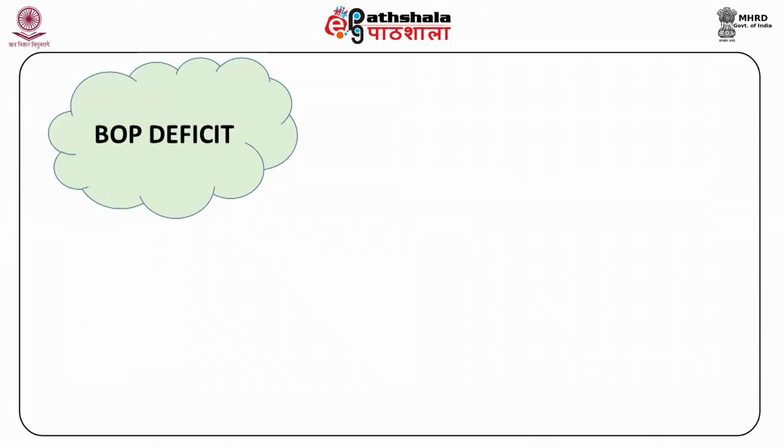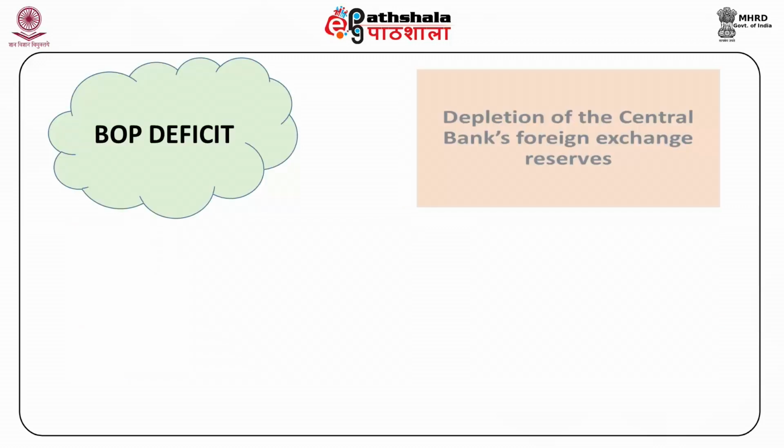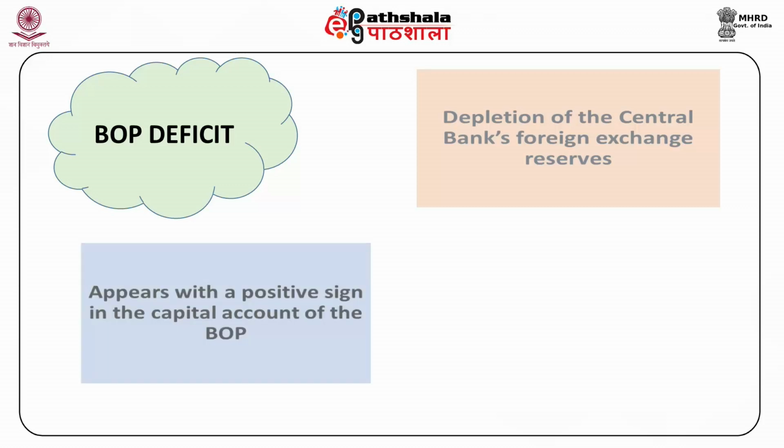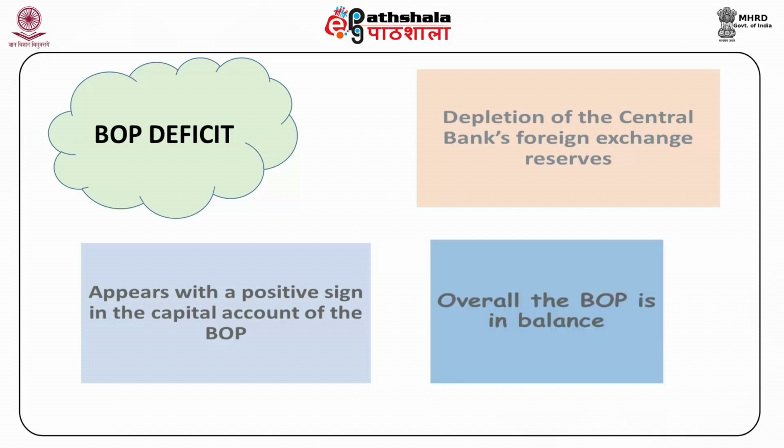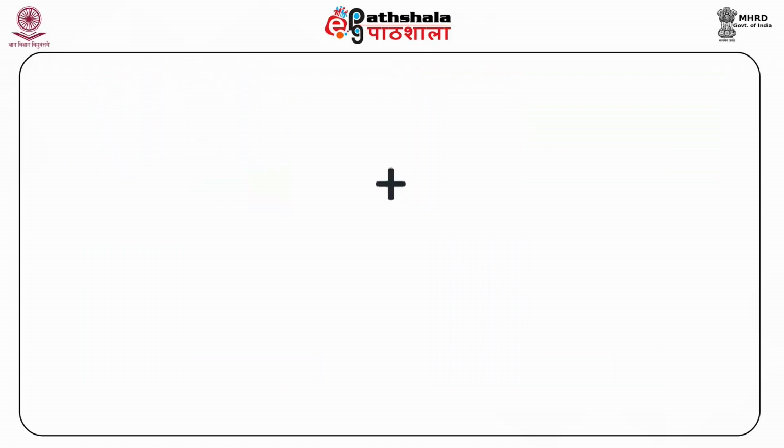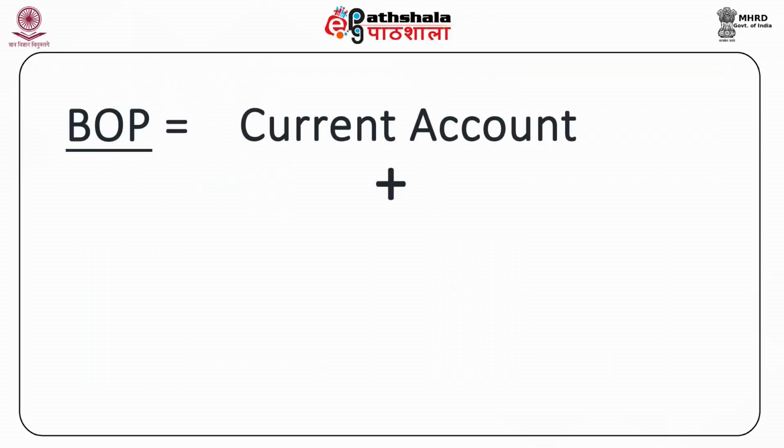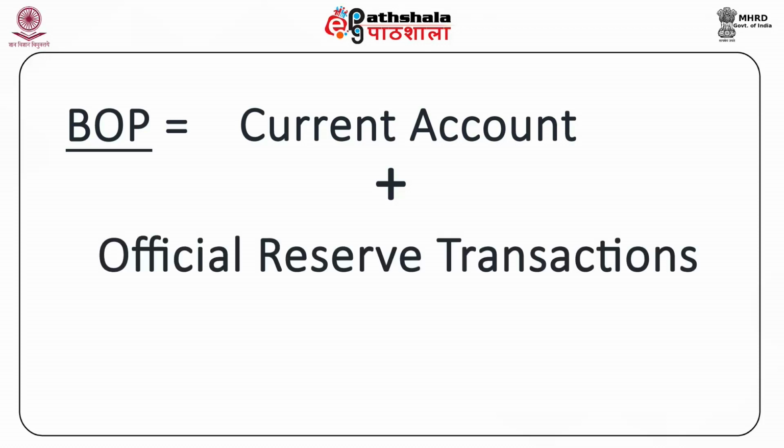Similarly, when there is a balance of payments deficit, there is a depletion of the central bank's foreign exchange reserves that appears with a positive sign in the capital account of the balance of payments. In this sense, the overall balance of payments must balance. That is, the sum of balance in current account, private capital account, including errors and omissions, and official reserve transactions must always balance, that is, must be zero. That is, balance of payments equals current account plus capital account plus official reserve transactions equals 0.